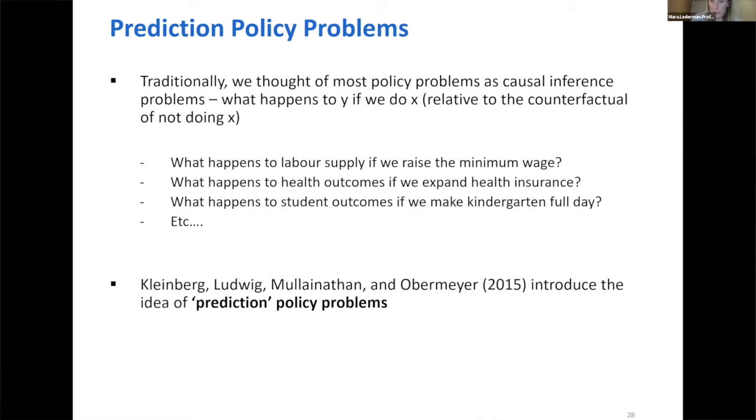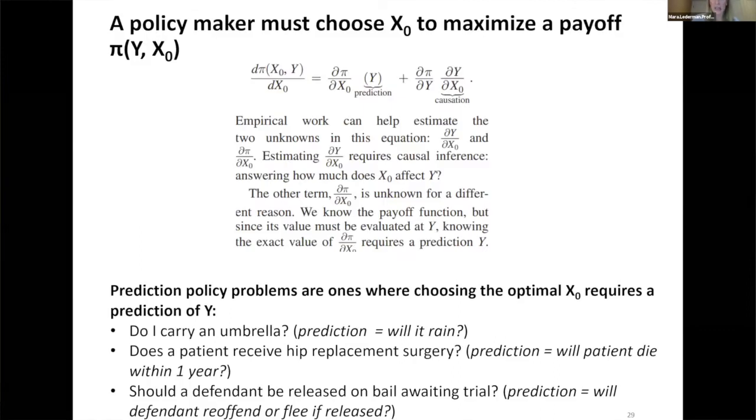Kleinberg, Ludwig, Mullainathan, and Obermeyer introduced this idea of prediction policy problems. And essentially, they set it up like this. And again, I just took the excerpt for you. We don't need to read it. But they say, consider a policymaker that must choose X to maximize a payoff pi, where pi is a function of both Y and X.